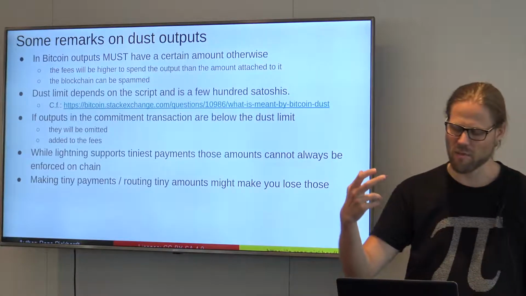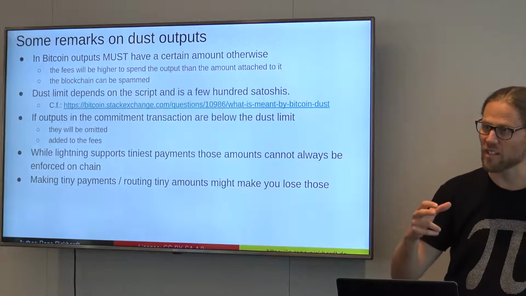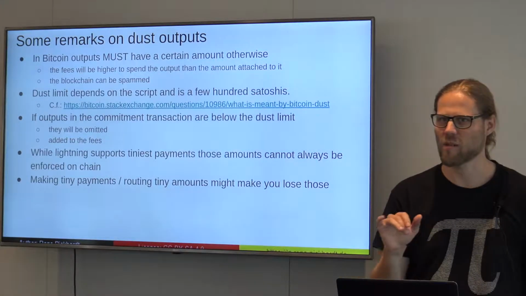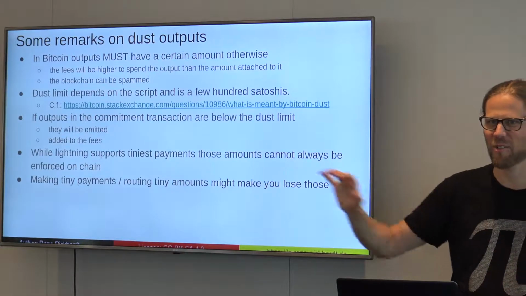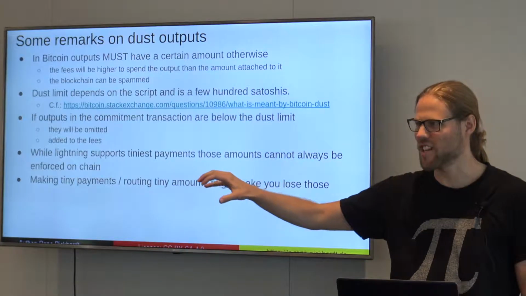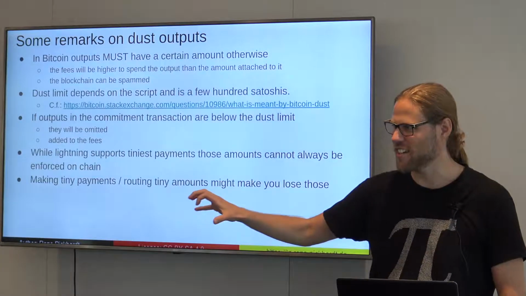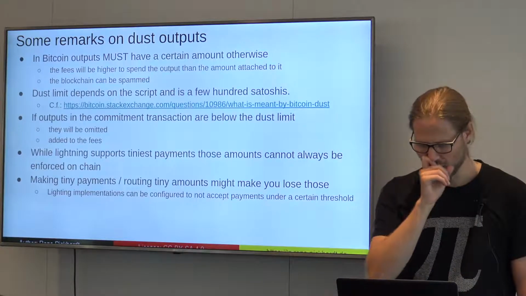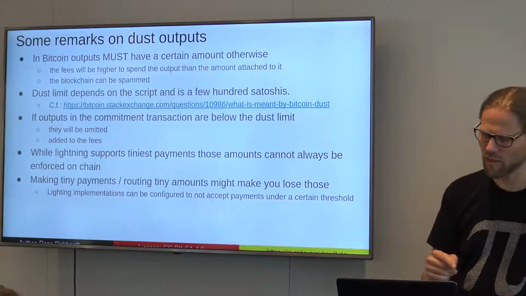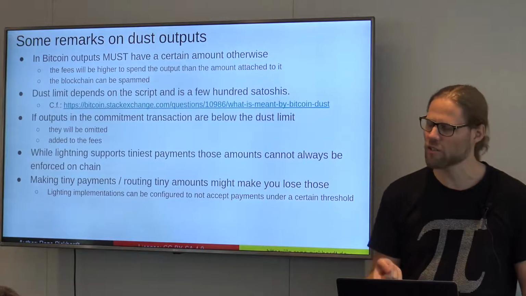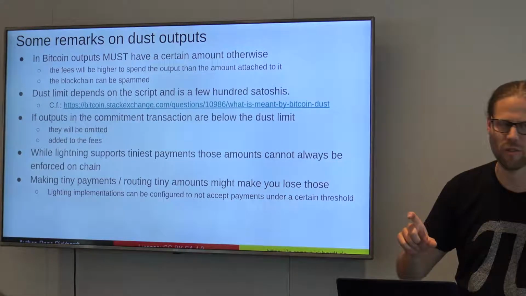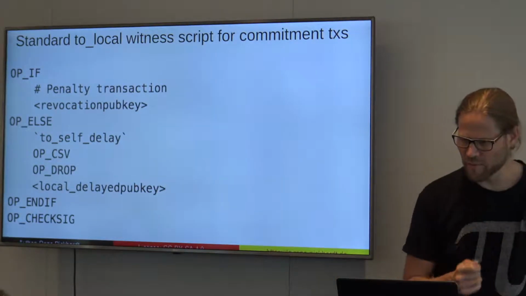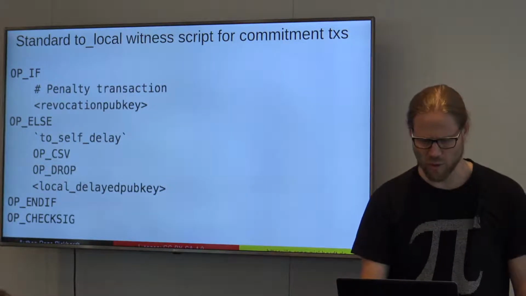And this means that routing tiny payments might make you lose some funds, right? So some people call it custodial to some degree, right? Because you kind of trust the other node that at some point in time, when you make more updates, you eventually get an output that has maybe 100 Satoshi or something like that. I think all implementations currently can be configured to not accept payments under a certain amount if you want to avoid this kind of behavior. So yeah, this is the standard local witness script for commitment transactions.